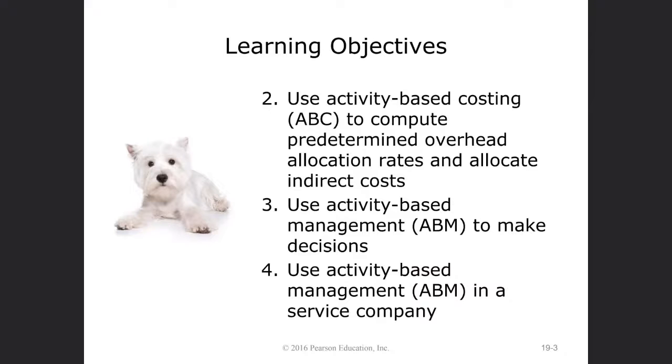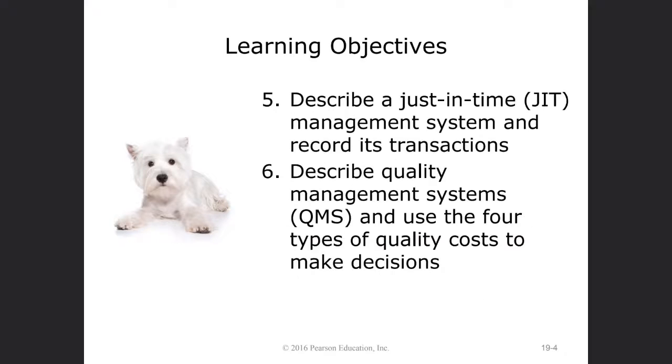Use activity-based costing, also known as ABC costing, to compute predetermined overhead allocation rates and allocate indirect cost. Use activity-based management, which is ABM, to make decisions, and use activity-based management in a service company. We're going to describe just-in-time JIT management systems and record transactions. Describe quality management systems, also known as QMS, and use the 4 types of quality cost to make decisions.